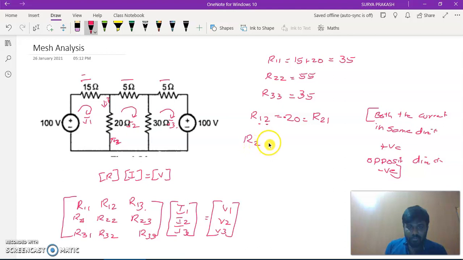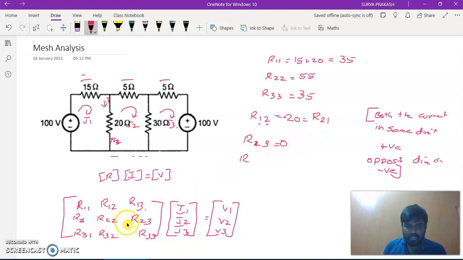Next one is R13. Let us see what R13 is. That is the resistance linked between the first loop and the third loop. As you see here, there is no resistance linked between the first loop and the third loop. We can consider this as a zero value. So in the second row, we have to go for R21, which I already found.